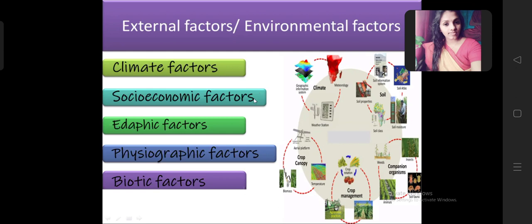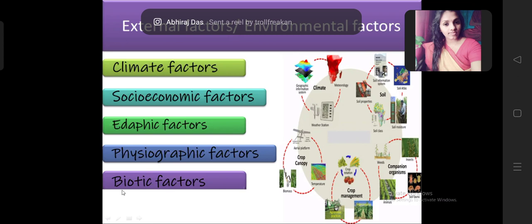Another one is the edaphic factor. You know that edaphic means something related to the soil, so here the soil factors influence crop production. Next one is the physiographic factors, which are nothing but the topography and the geographical condition of the land. Next one is the biotic factor. Biotic means living things, like the growth of one plant being influenced by the growth of another plant, or by some microorganism or any other animal. All these come under the biotic factors.